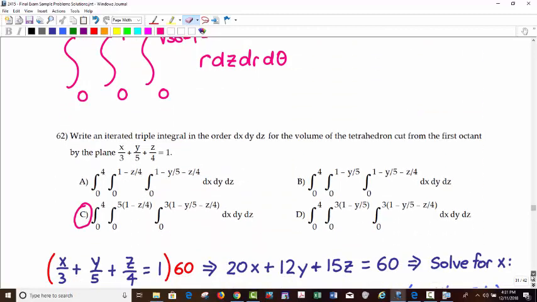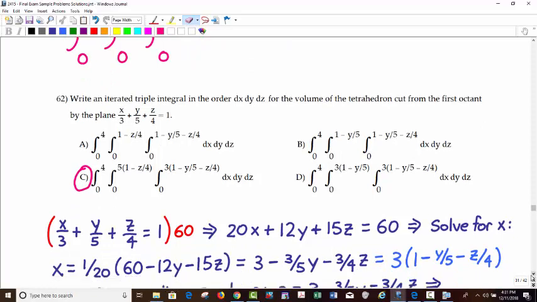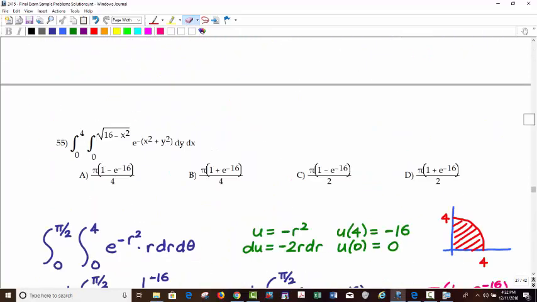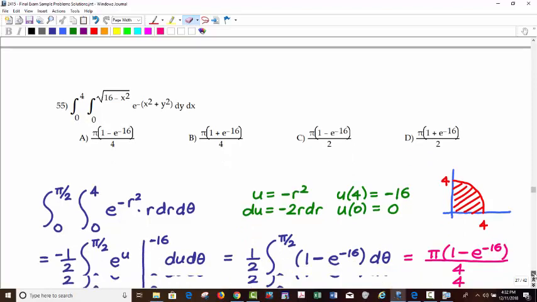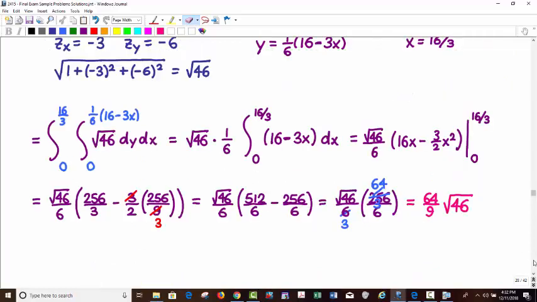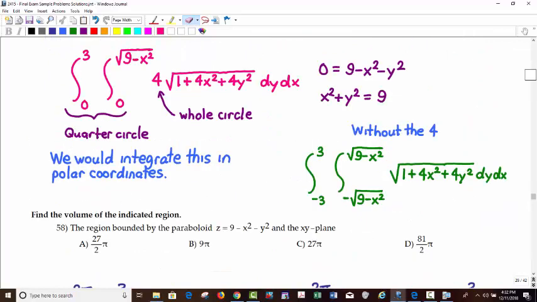So let's come down here to 62. Volume of a tetrahedron cut from the first octant. A tetrahedron is basically, let me scroll back up here to this other problem we did earlier. It's like this right here. It's this triangle thing, like the volume of that kind of wedge of that triangle cut in the first octant. So it's quite all right if you don't know that word.